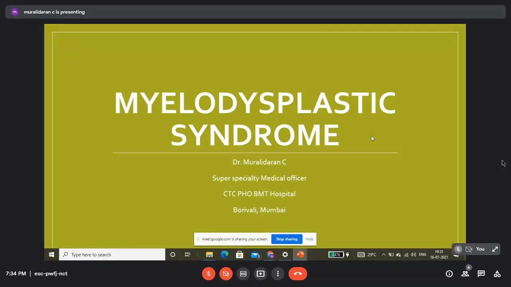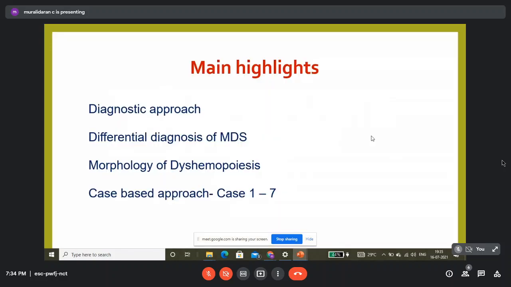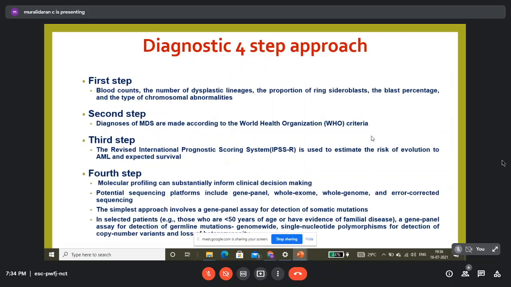So today we will see how we can approach a patient with MDS from a pathologist's perspective. We will be going through the diagnostic approach in 2-3 slides, differential diagnosis, morphology, and some of the cases. This slide I have explained in the previous session itself.